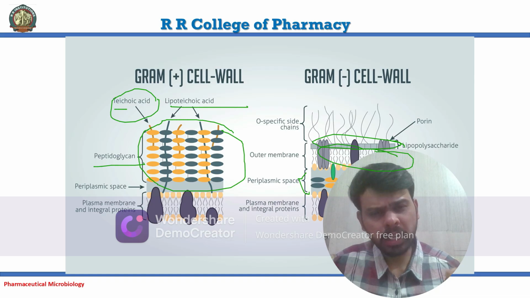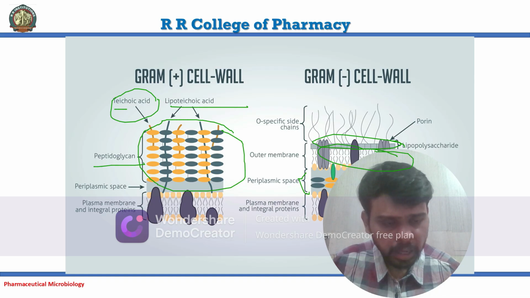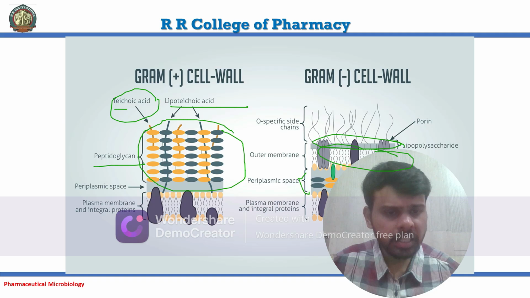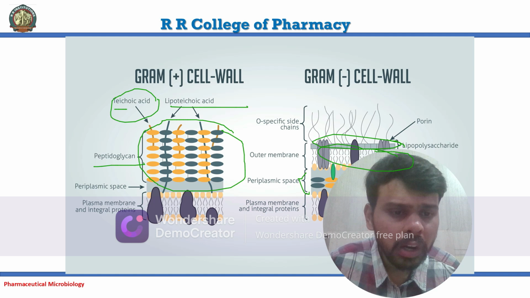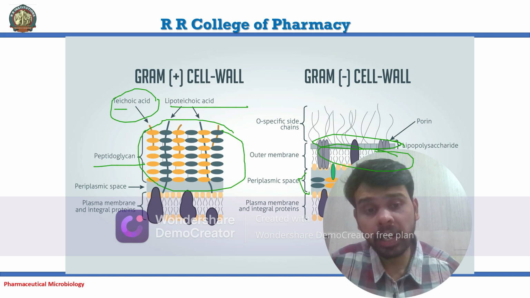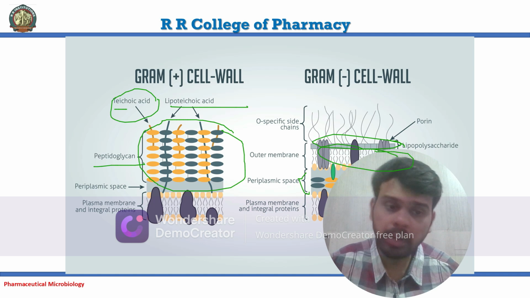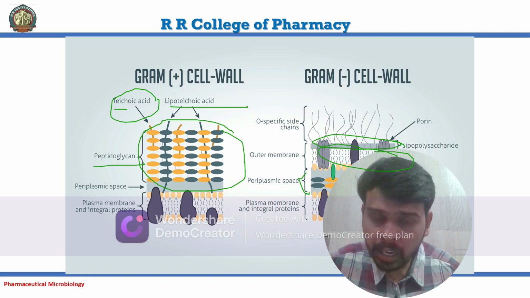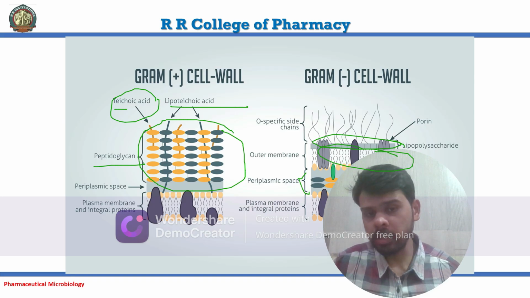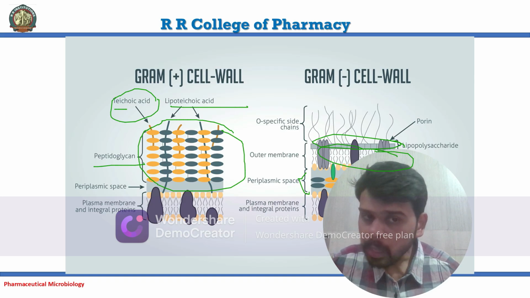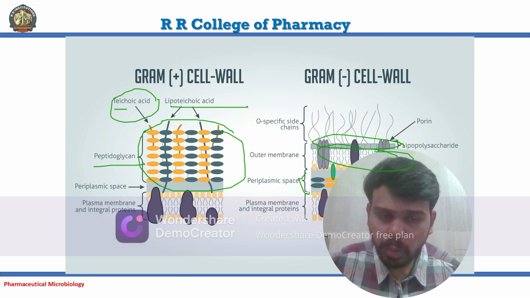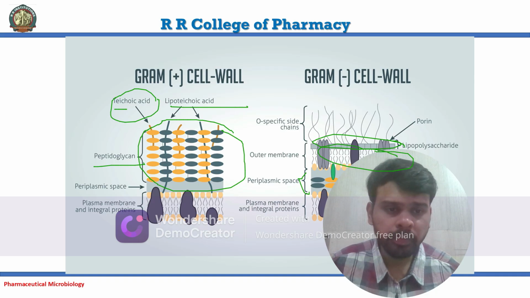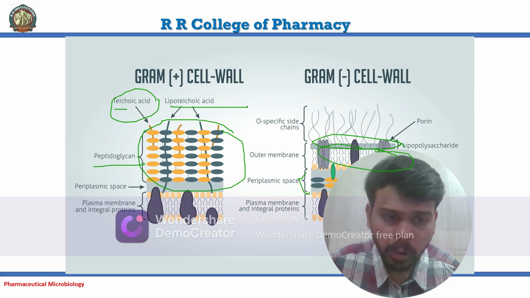Since the peptidoglycan is very thin and the outer membrane is there, what happens in the third step when you add the alcohol? The alcohol washes out the crystal violet and iodine complex, and it becomes colorless. Why doesn't this happen in the gram positive cell wall? Because it has a rigid peptidoglycan layer with rigid pores. But what happens in the gram negative cell wall? The peptidoglycan is very thin, it has the outer membrane, and it is not having any support of teichoic acid.